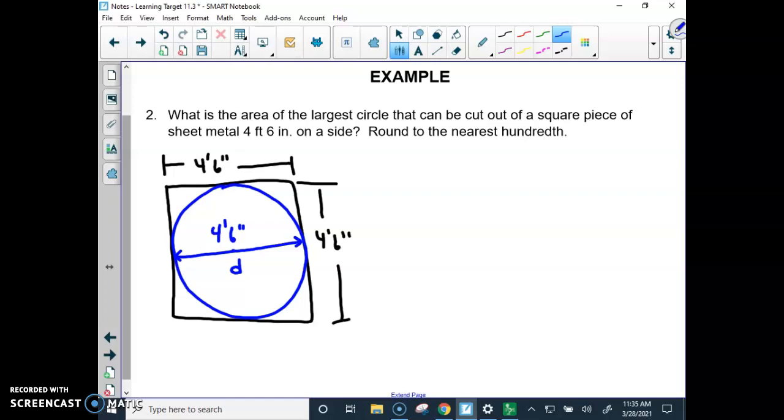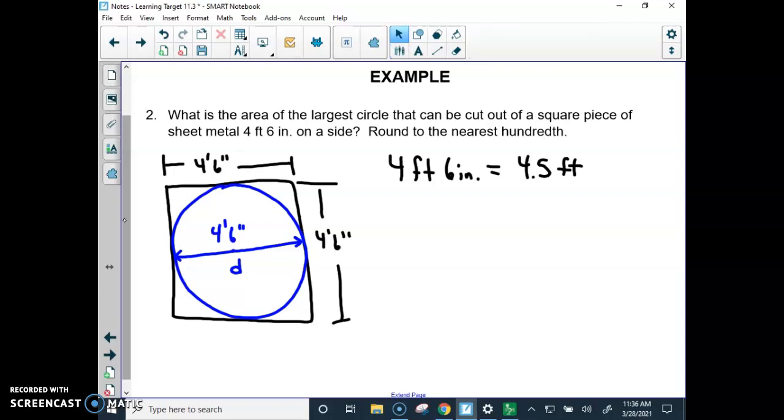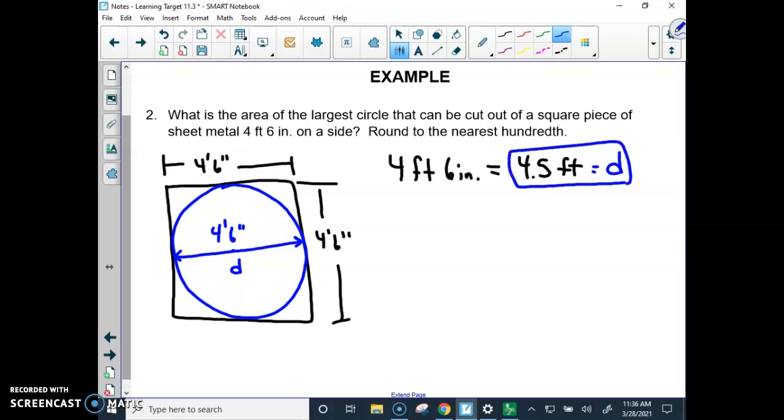Think about this. 4 feet 6 inches. I'll write it like this. Remember, 6 inches is half a foot. So really this is 4.5 feet. And that just may be easier to do here, using 4.5 feet, and again, not 4.6, because 6 inches is not 6 out of 10. There are 12 inches in a foot. So we can go back and use one of our formulas, since this right here is the diameter. That's the diameter.